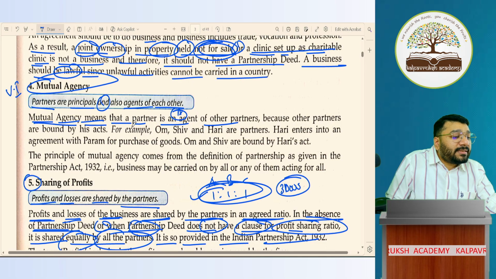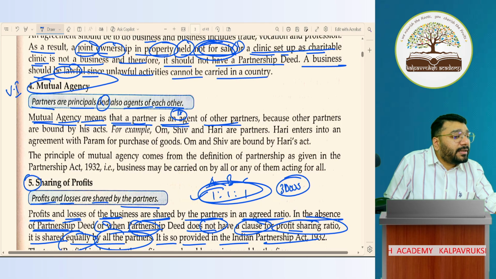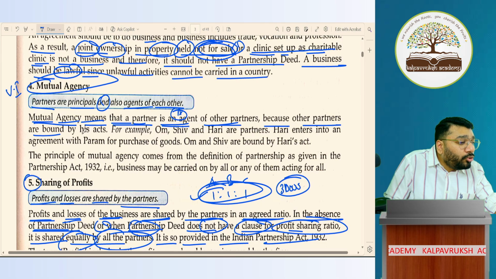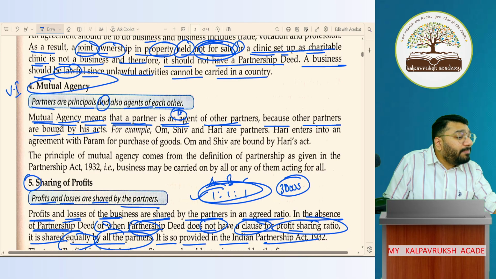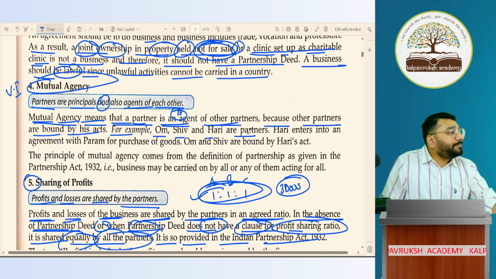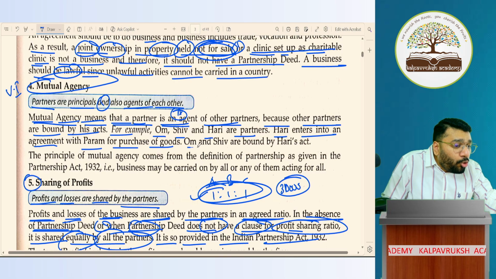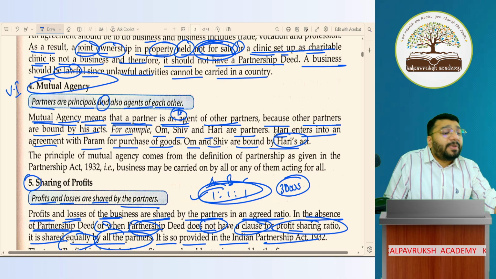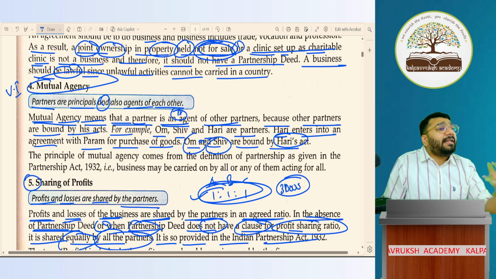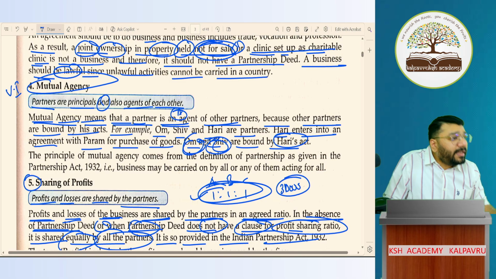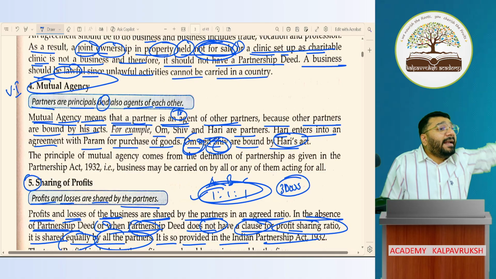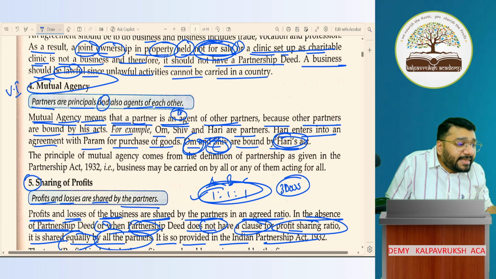Mutual agency means that a partner is an agent of the other partners because other partners are bound by his act. For example, Om, Shiv, Hari are three partners. Hari enters into agreement with Param for purchase of goods. In that case, Om and Shiv are bound by Hari's act. So they can't say, since Hari has purchased the goods, Om and Shiv will not pay. Om and Shiv here become the principal and they have a binding effect of Hari. So Hari is an agent here.